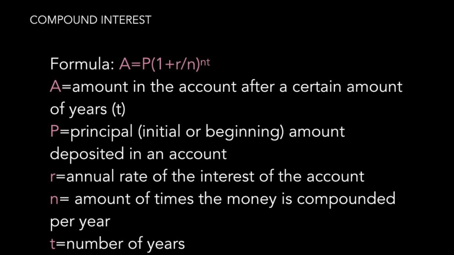The formula for compound interest is A equals P times the quantity 1 plus r over n, to the power of nt, where A is the amount in the account after a certain number of years, P is the principal or initial amount deposited into an account, r is the annual rate of interest on the account, n is the number of times the money is compounded per year, and t is the number of years.